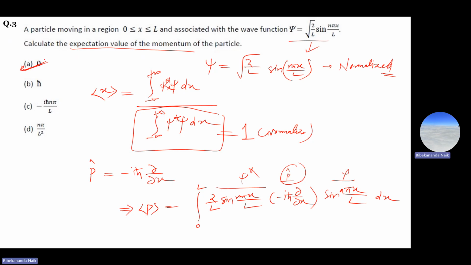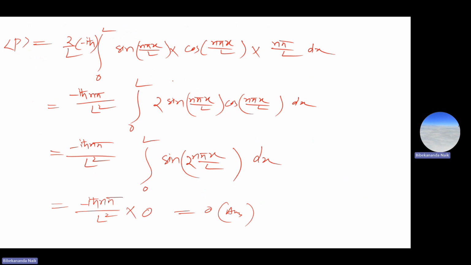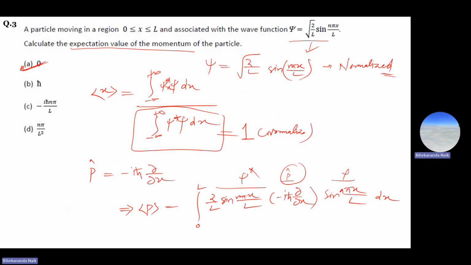So this question was to find out the expectation value of momentum of the particle, and the wave function was given. The form of the wave function is that of a particle in a one-dimensional box. Since the wave function is normalized, if we consider the expression for finding the expectation value of any quantity, the denominator becomes 1 and for the numerator we simply need to do the integration, and if you do the integration, the value you will get is 0. So the expectation value of momentum of a particle in a one-dimensional box is 0.